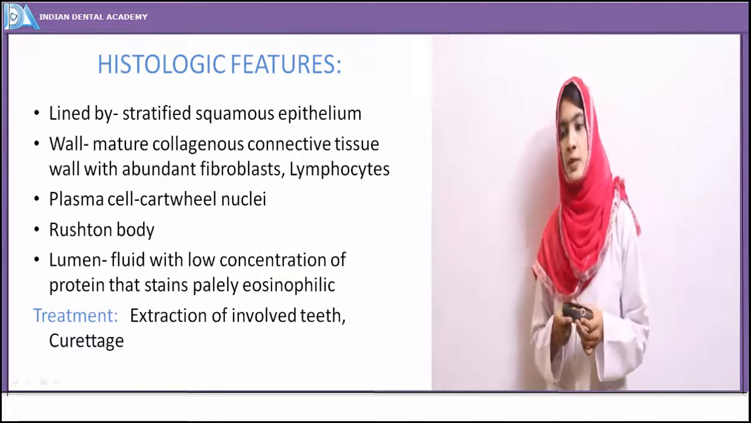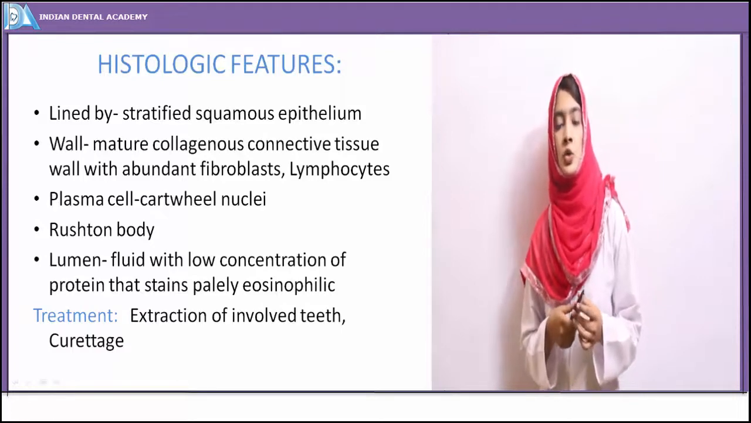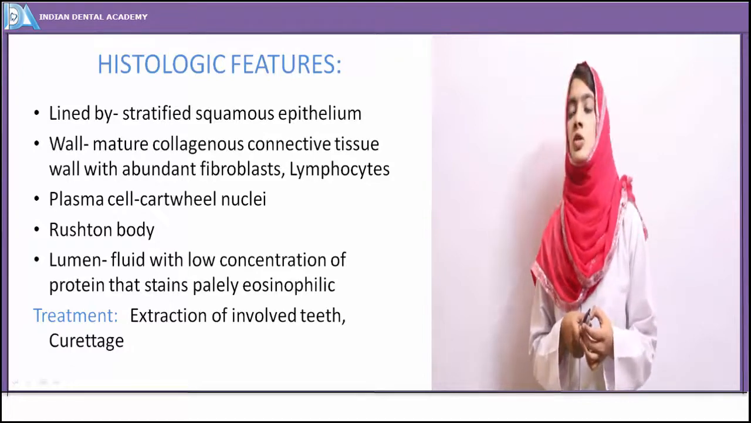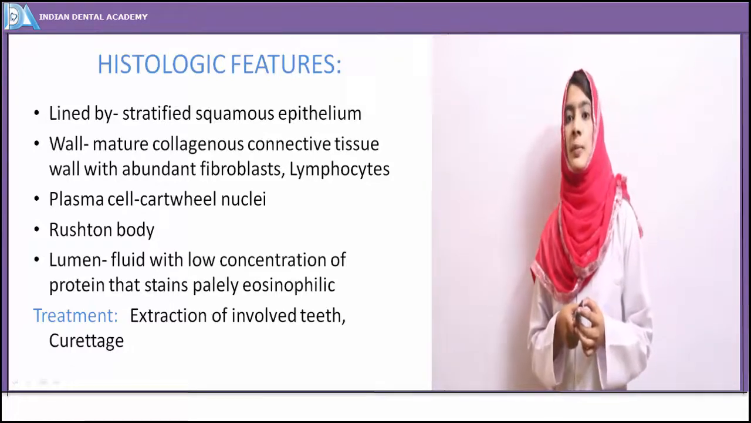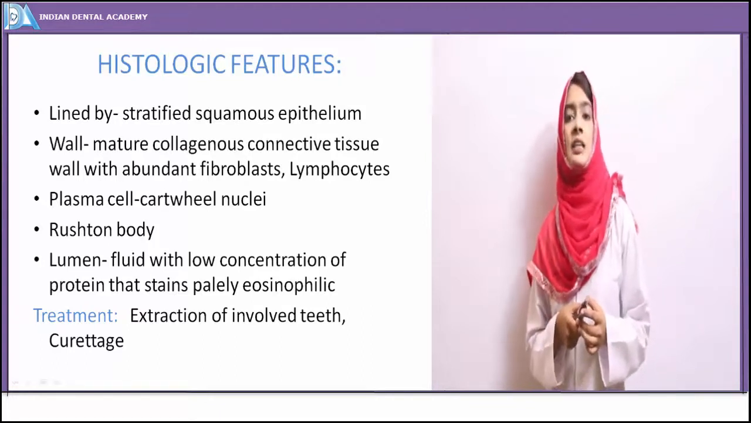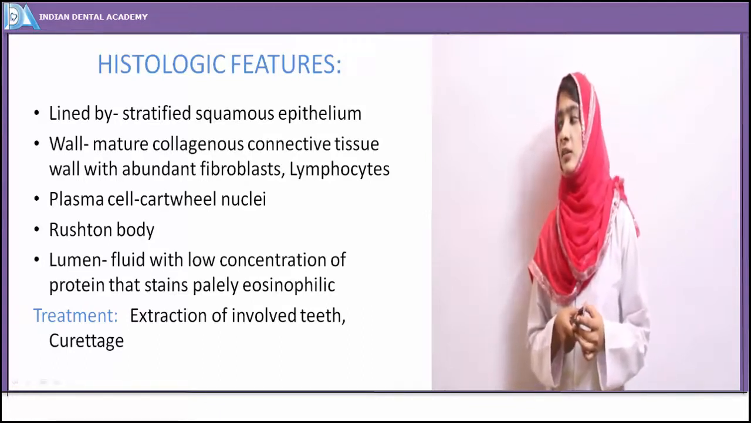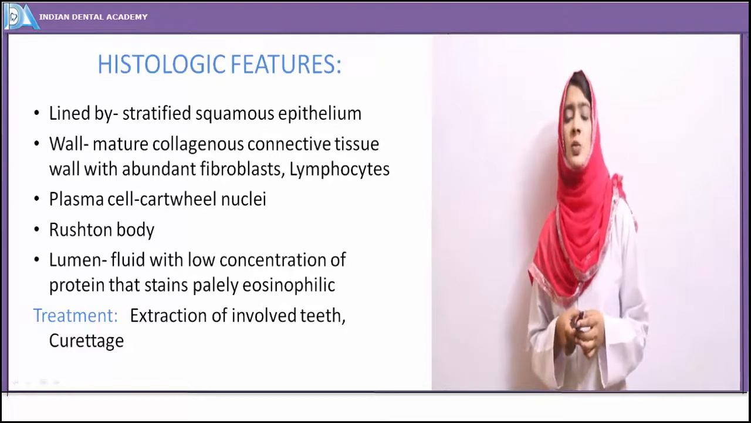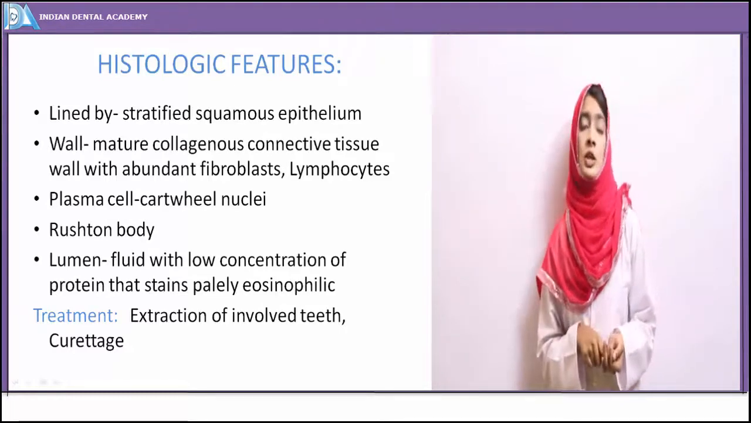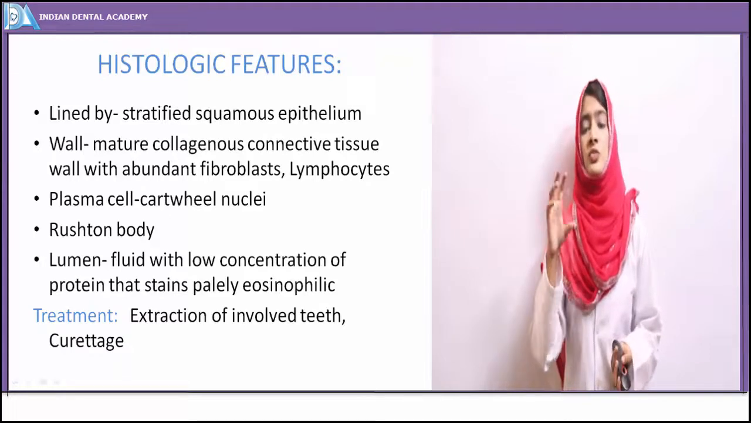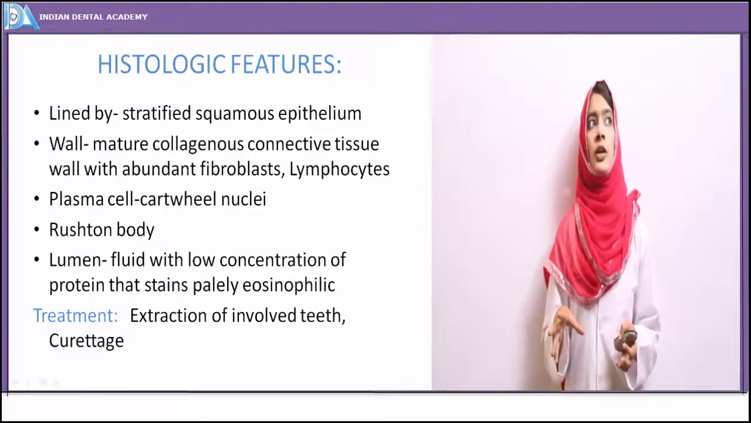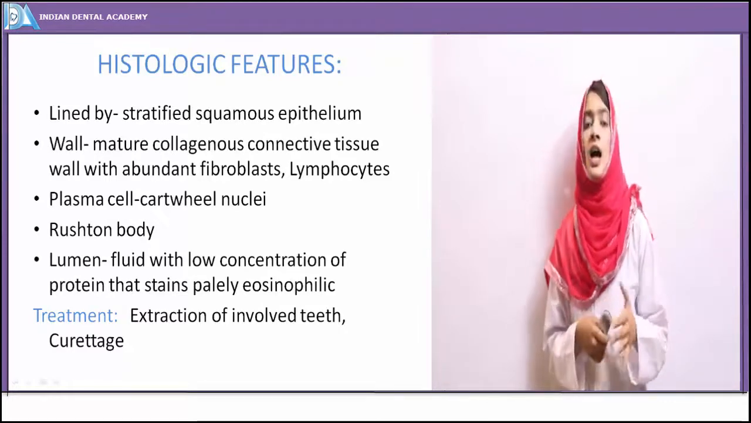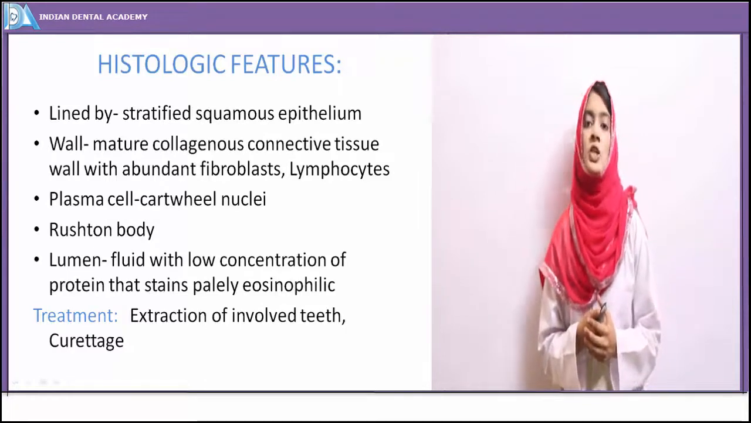When you see the microscopic pictures, since the apical periodontal cyst is a true cyst, it is lined by stratified squamous epithelium. The connective tissue wall of the cyst shows mature collagenous connective tissue along with abundance of fibroblasts, lymphocytes, and plasma cells, and Russell bodies, which are linear hyaline bodies, may be seen. The cyst has a lumen, which is filled with fluid of low protein concentration, and it stains eosinophilic in H and E staining. So these are the microscopic pictures.